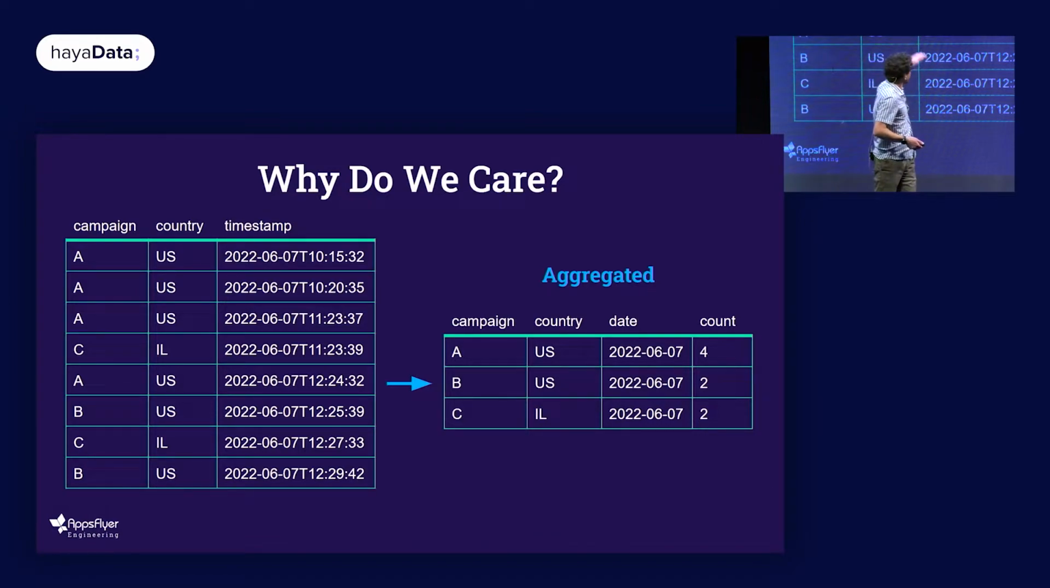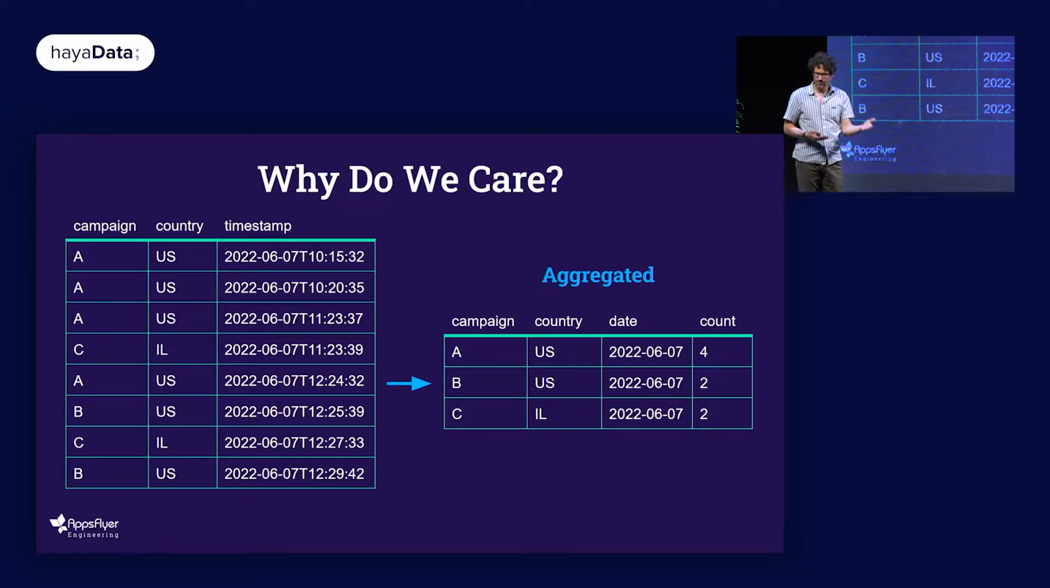So why do we care? Like I said, at AppsFlyer, we're taking in a stream of events, and I've drawn some very simplified events here where we have an event from campaign A in a particular country, the United States, with this timestamp. And then there are more events from perhaps other countries and other campaigns. In our case at AppsFlyer, we're getting, I think last count, 200 billion of these events every day. If I try to create a dashboard that goes over those 200 billion events and shows something meaningful to our clients, it's not going to be interactive.